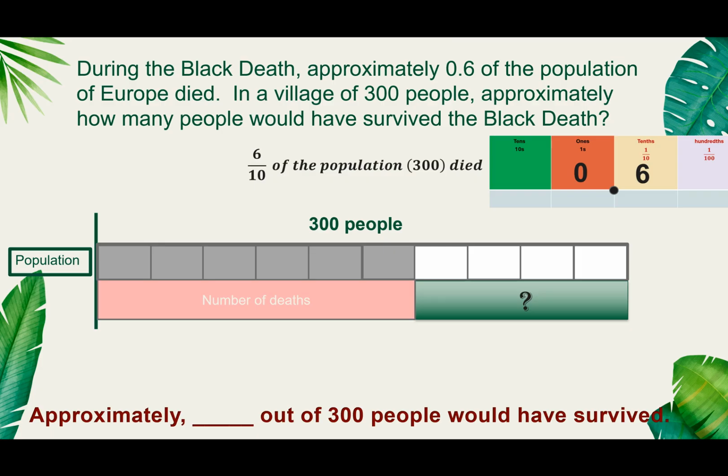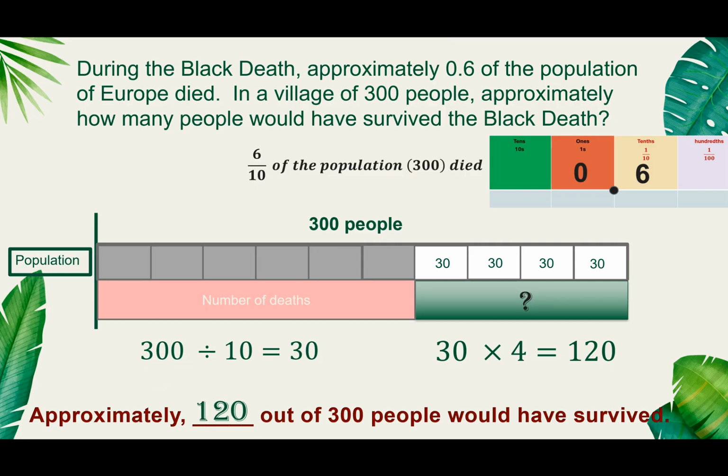Okay, so let's think about this for a second. 300 is the whole bar. We divide it up into 10 equal parts. So each equal part is 30. So if we look at these little bars that we're looking for, each one of those is 30. And so how many people would have survived? That would be 30 plus 30 plus 30 plus 30, or we would say repeated addition is multiplication, and that would be 30 times 4, and that would be 120.